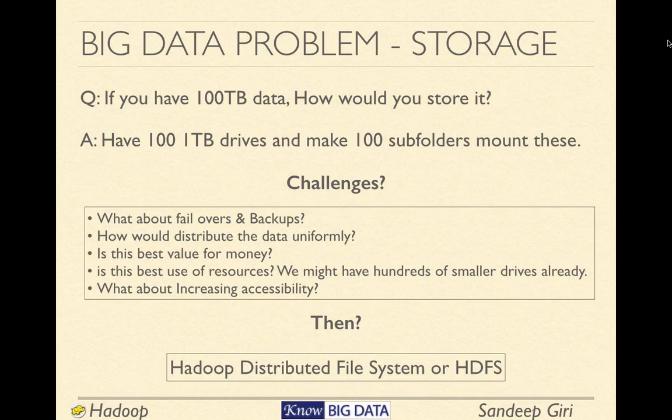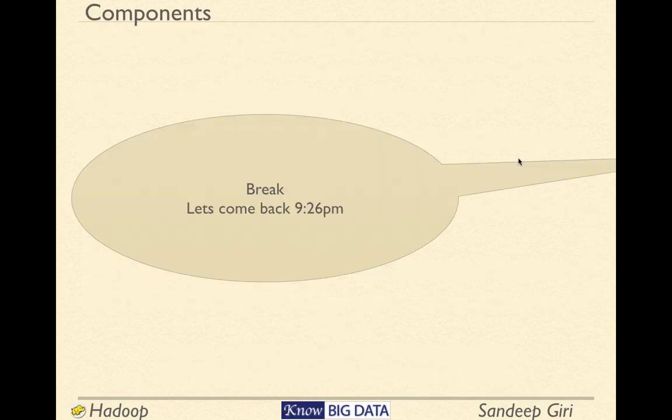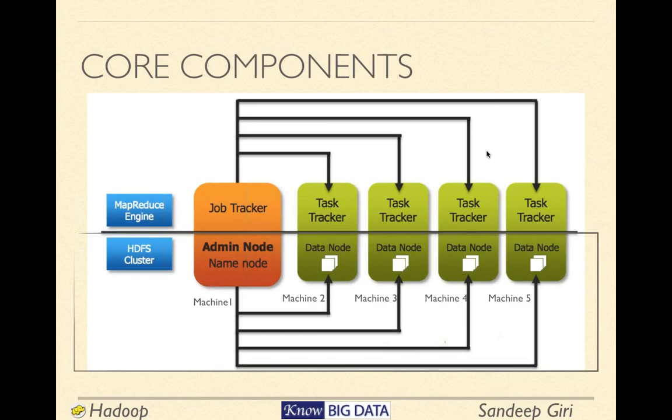So we face this challenge, right? We had to store huge data, and we built something in house by connecting multiple computers, multiple hard disks, but there were various kinds of challenges, as I mentioned here. So HDFS solves these challenges. How does it solve those problems? A little bit about the architecture.